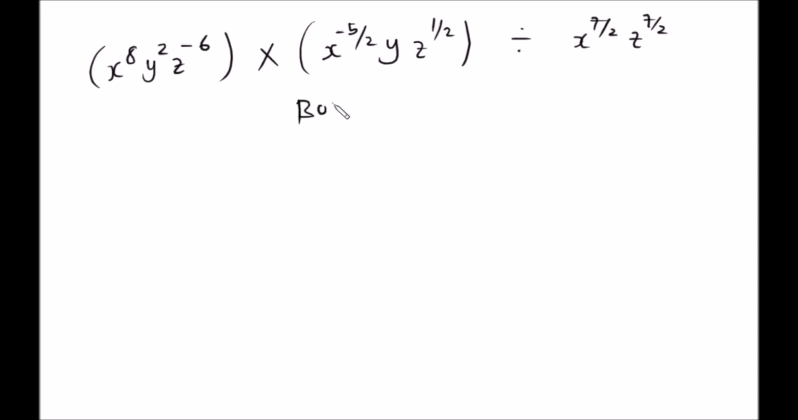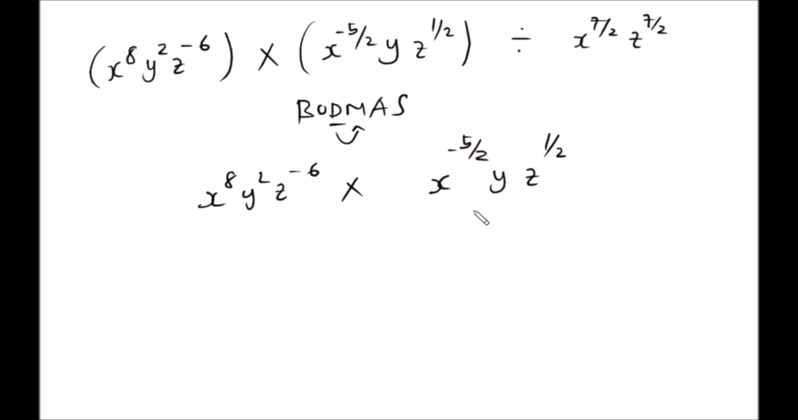So now we're going to use BODMAS. So division comes before multiplication. So we're going to divide first. So itakuwa ni x power 8 y squared z power negative 6 times, we're going to have x power negative 5 over 2 times y times z power half, all of this over x power 7 over 2 times z power 7 over 2. So the second law tulisemaje? Ukidivide kama hivi, maanake exponent unazi subtract.